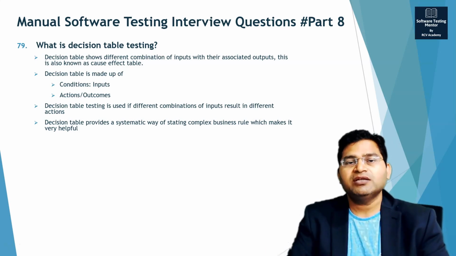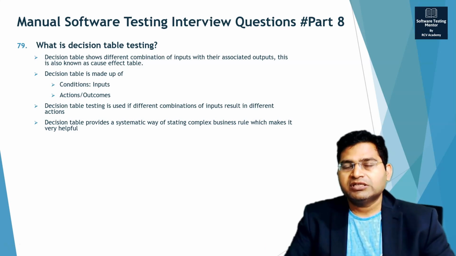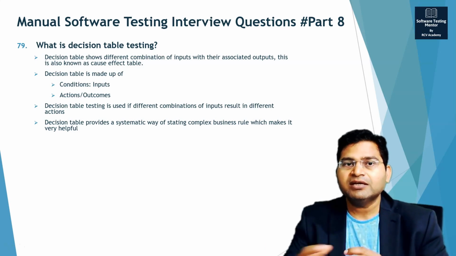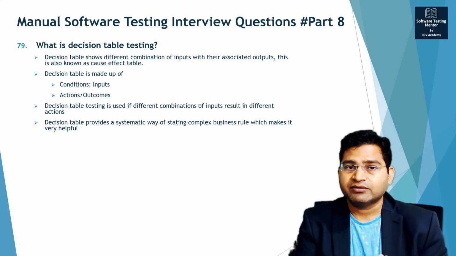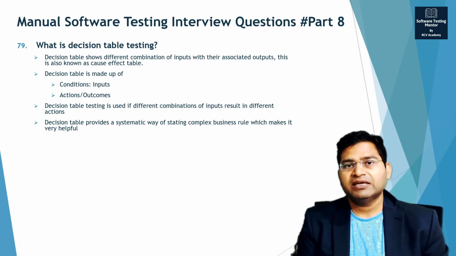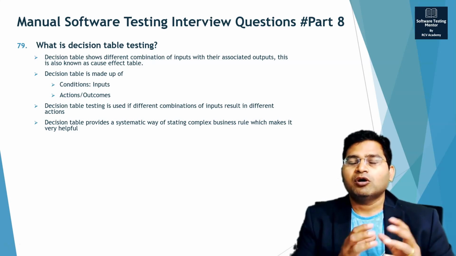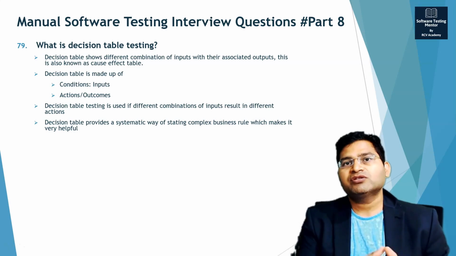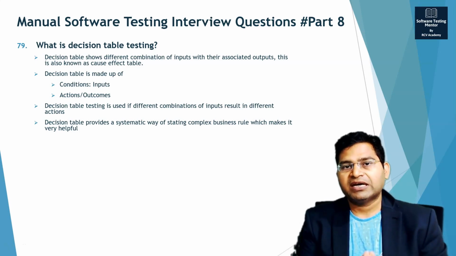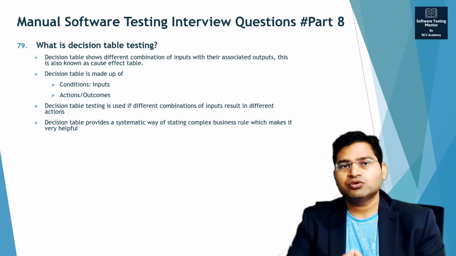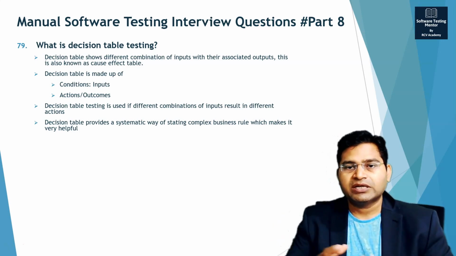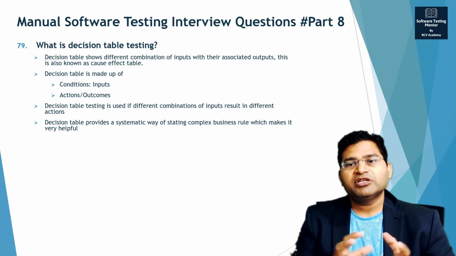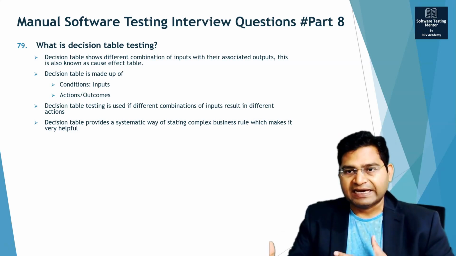Any scenario wherein you have this sort of logic, wherein you have some input and based on the input the output is determined, you can apply decision table testing, right? So decision table testing is when you apply the combination of input and the output is determined based on the combination of input. You can apply decision table testing to test those scenarios, and decision table testing is used to test different combinations of input resulting in different actions, right?